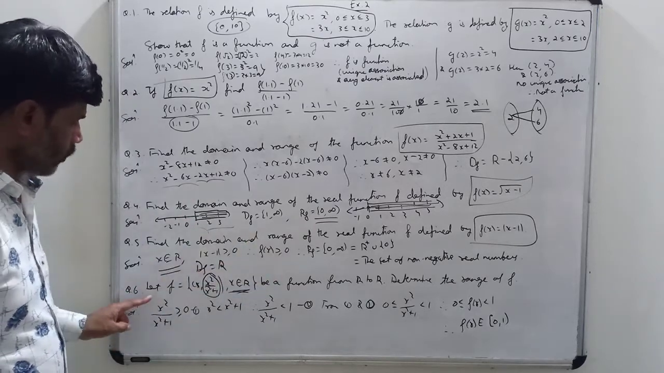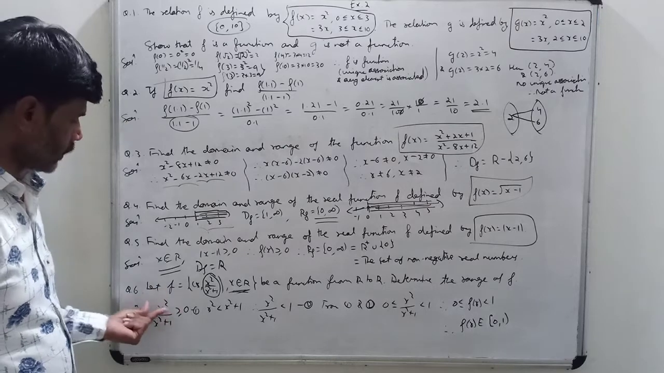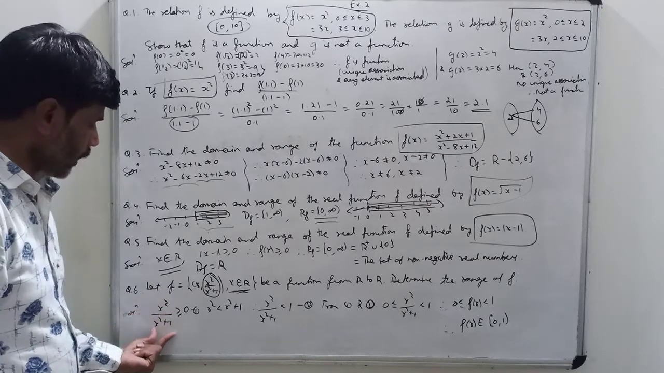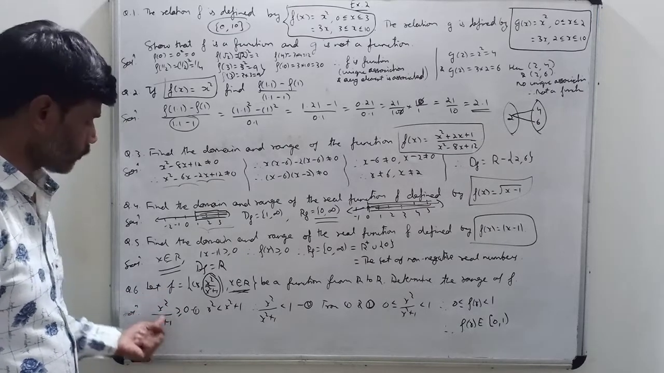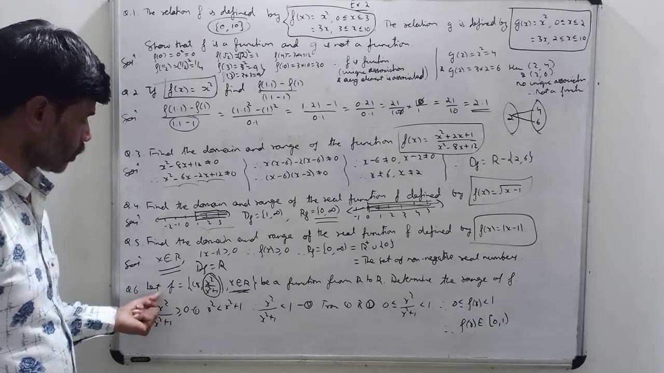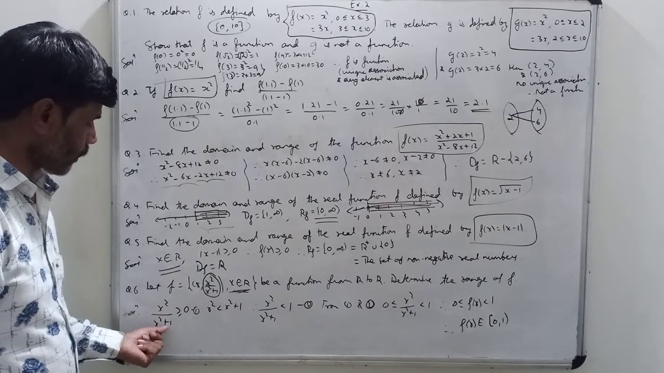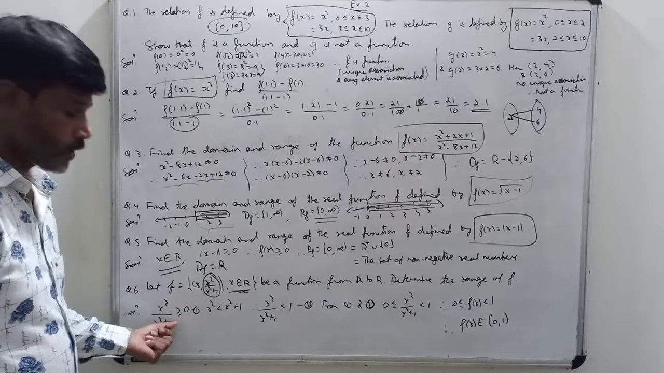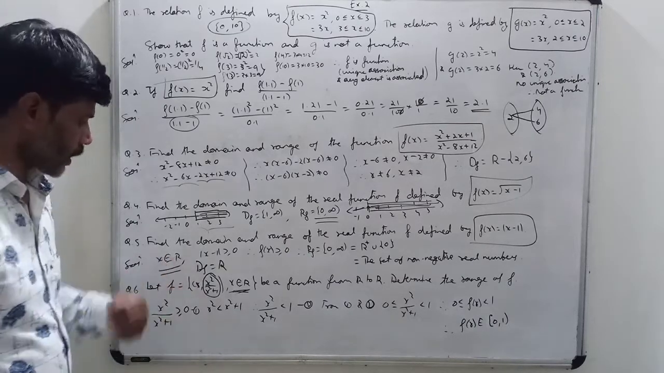Okay, we know x² upon x² + 1. This is a square, so positive, upon positive plus 1, positive. So positive upon positive is always positive. It can be 0 also. When x equals 0, 0 squared is 0, upon 0 squared plus 1, that is 0 upon 1, which is 0. So this number will always be greater than or equal to 0. Call it result number 1.